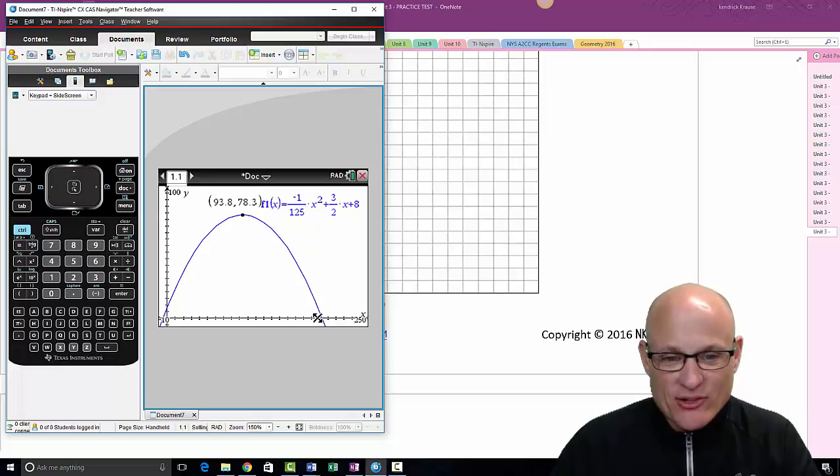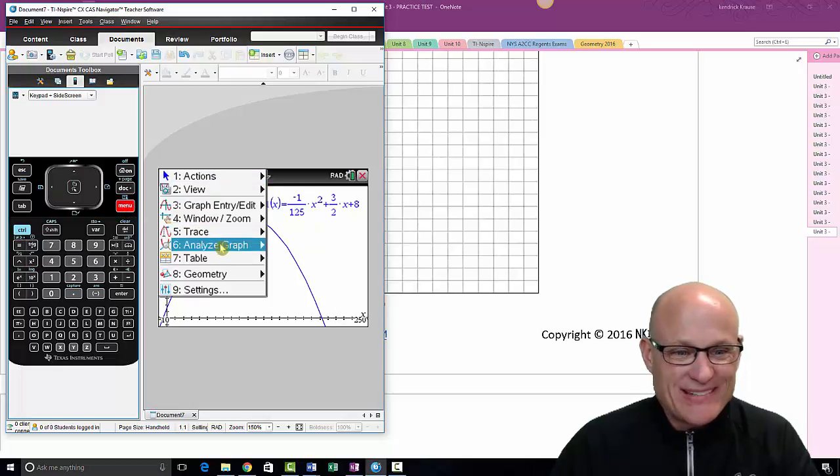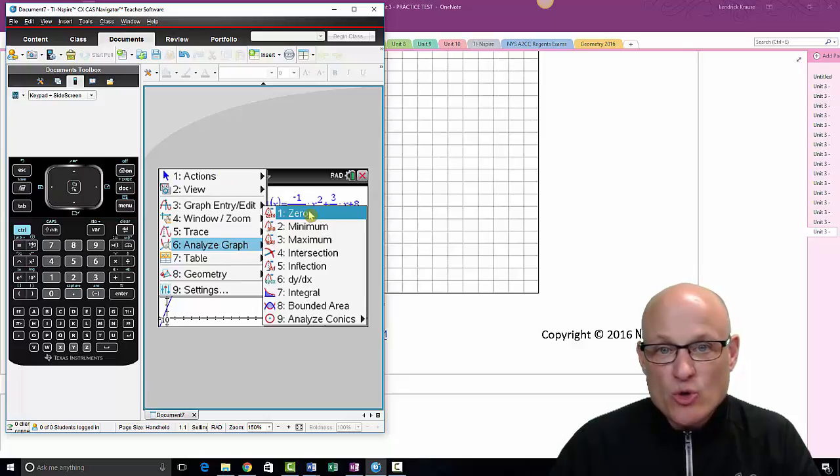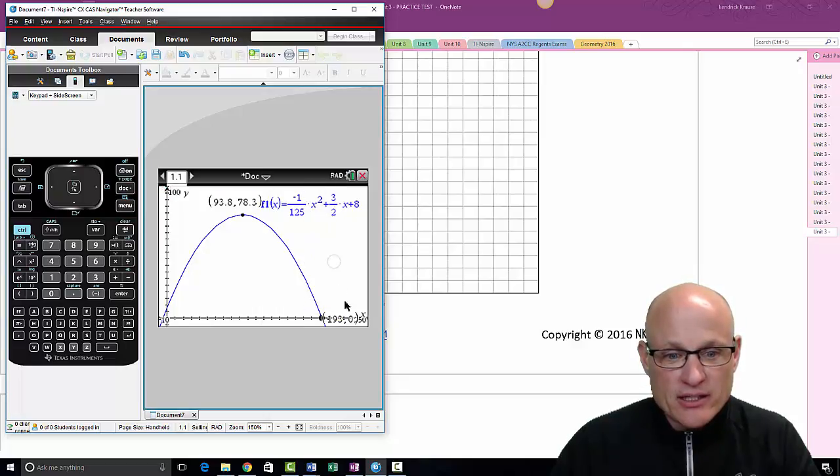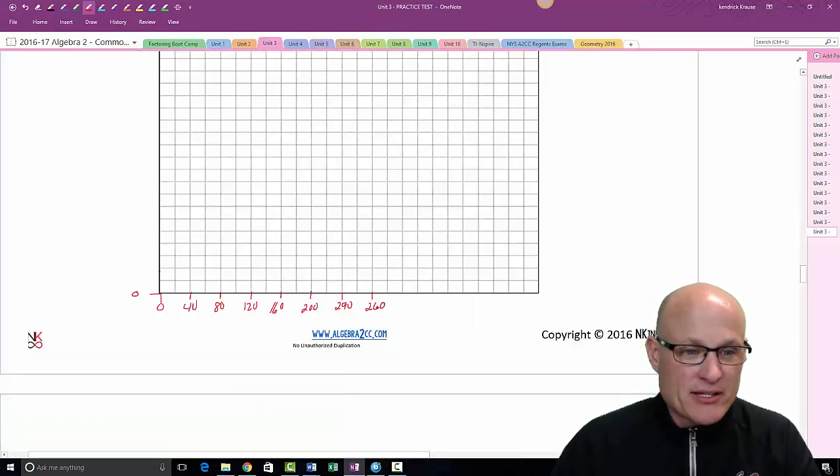But I also need this x-intercept over here, so I might as well get that too. That's called a zero, root, or zero. Click on that. Click, click. Oh, it looks like she's only going to go 193 feet up the field. So I'm going to pick the important parts.